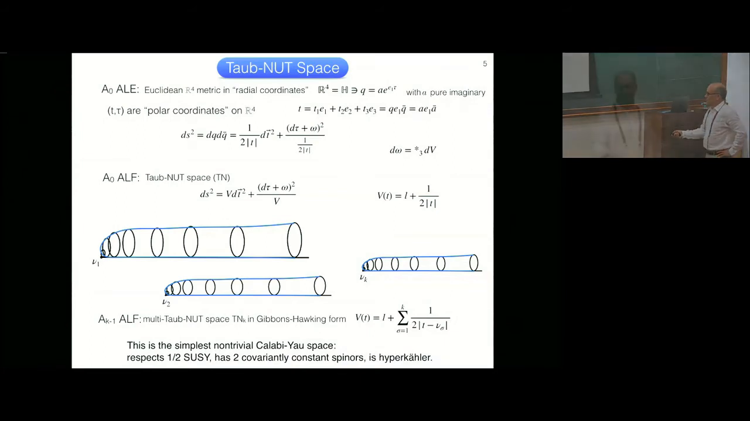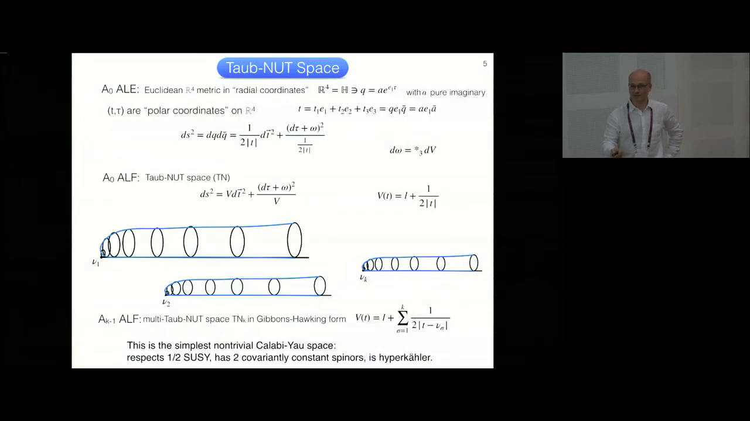So in physics terms, it's important because it respects half of supersymmetry, which in other words means that it has 2 covariantly constant spinors. Or in other words, all these statements are equivalent. It is a hyper-Kähler space. So what we would want to study are instantons on these spaces.